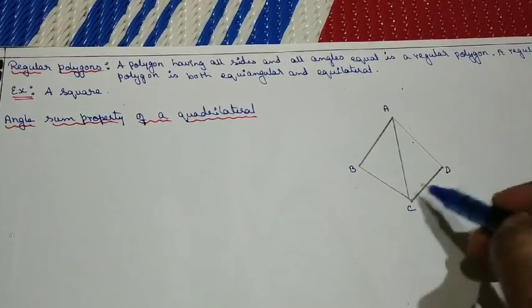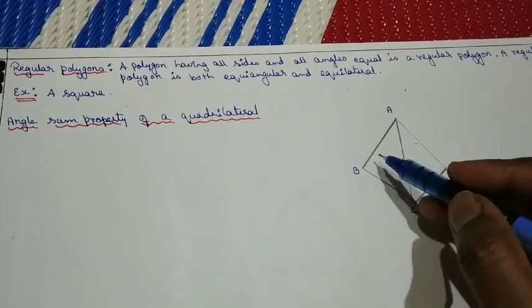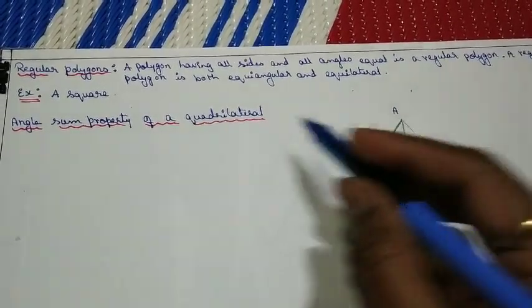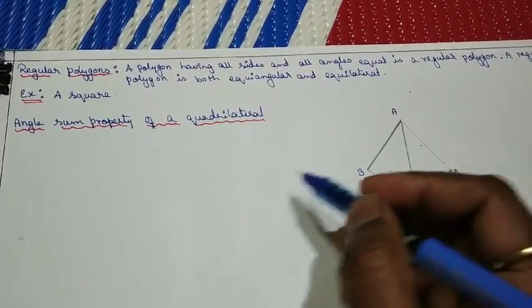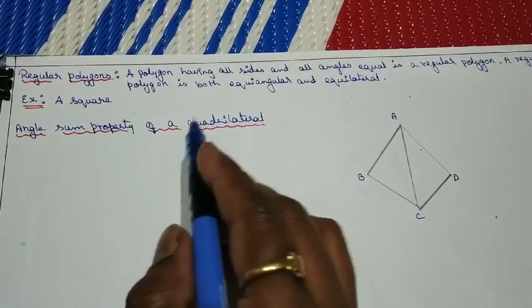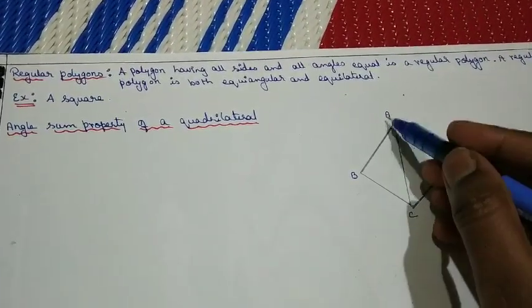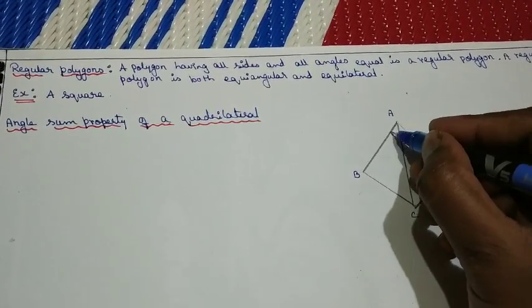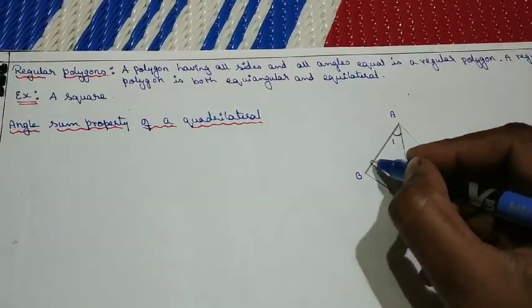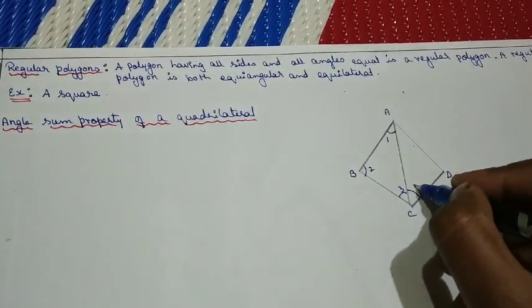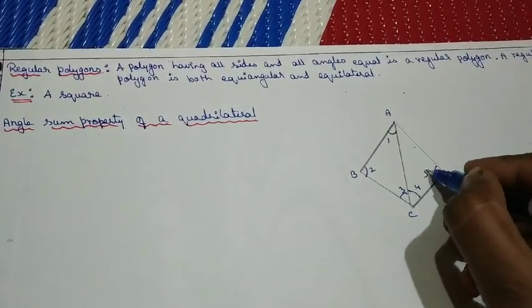What figure? A convex polygon with 4 sides is nothing but a quadrilateral. Now we have to know the angle sum property of a quadrilateral. So here the quadrilateral ABCD is taken, and let me mark the angles here. So this is angle 1, angle 2, angle 3 and angle 4, angle 5, angle 6.